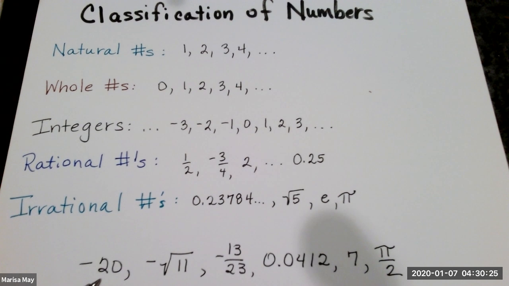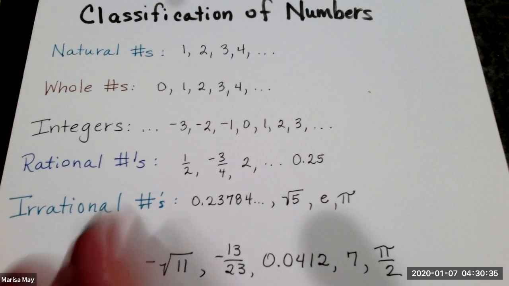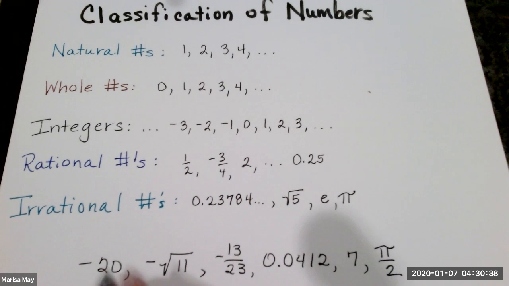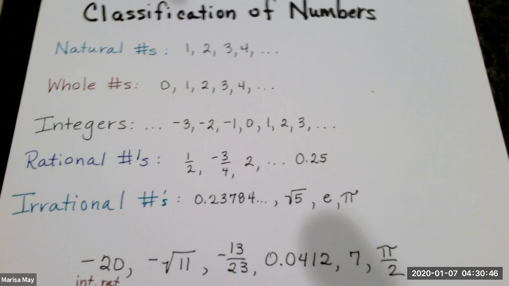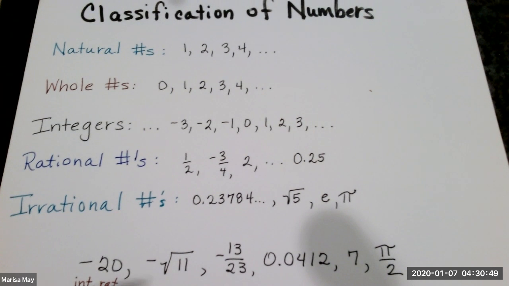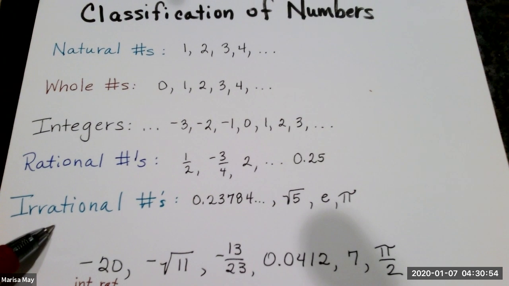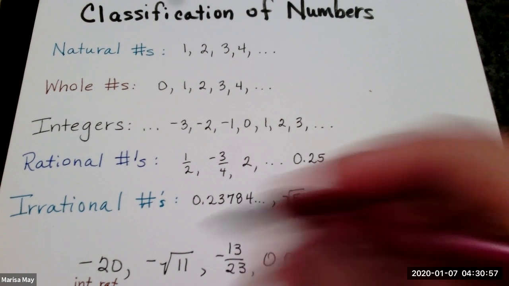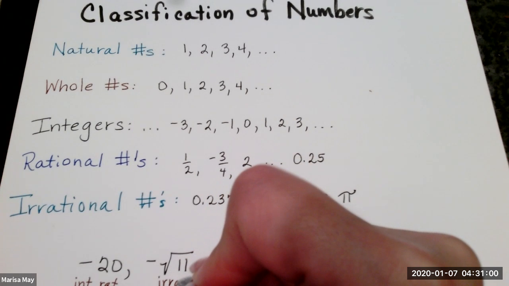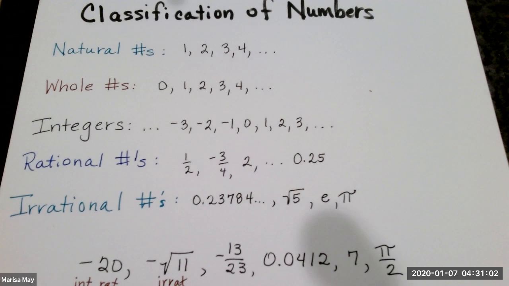So -20, let's think about where that would fall in my list of classifications. Obviously it's going to fit into the integers, you've got the negative there, but it's also a rational number because it can be written as a fraction over 1. So -20 here would be an integer and a rational. Okay, let's look at -√11. Well, it's negative, and you might think it would be an integer. It actually doesn't. It falls into the irrational because the square root of 11 does not simplify. So that is an irrational number.